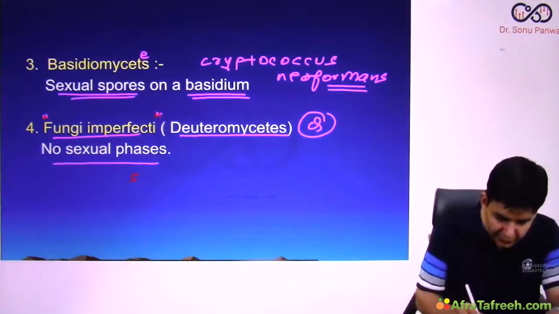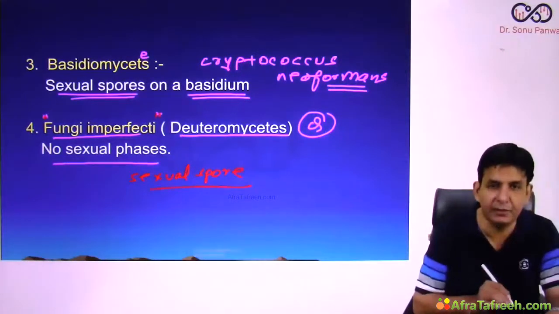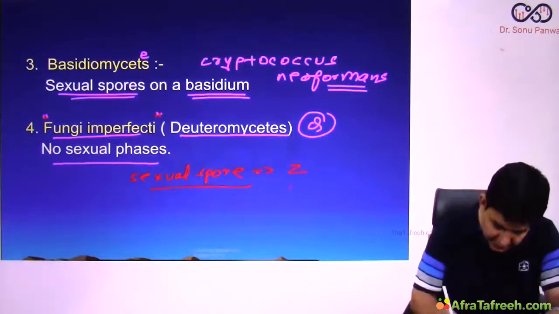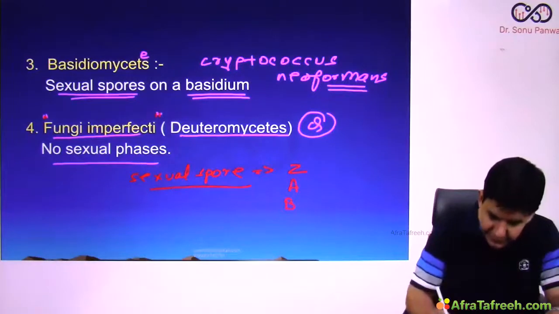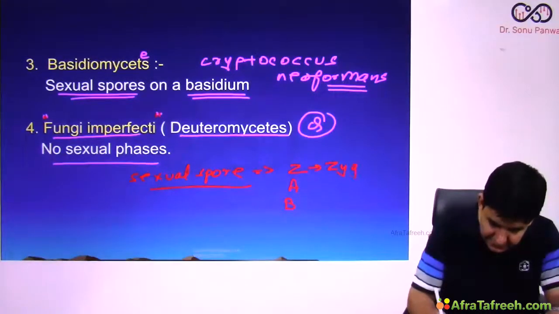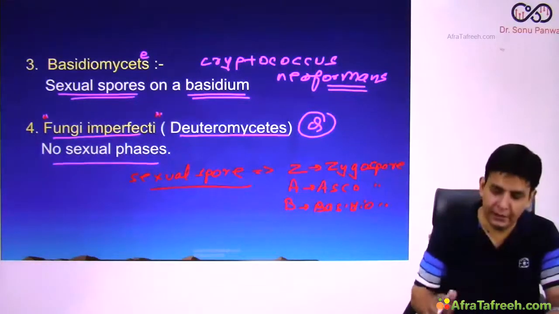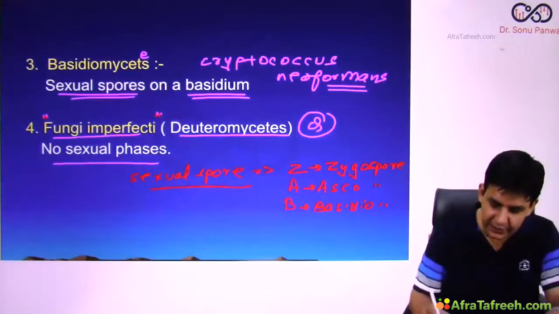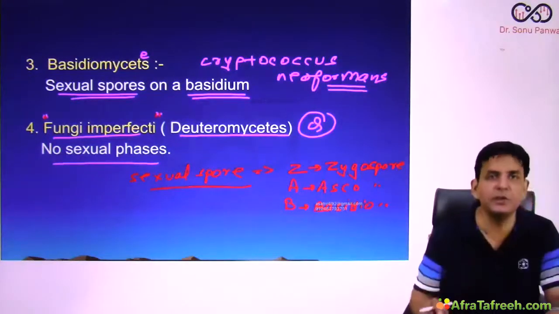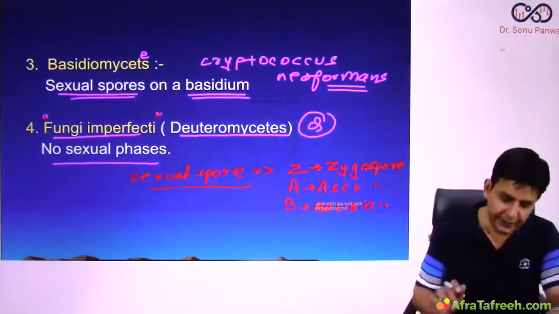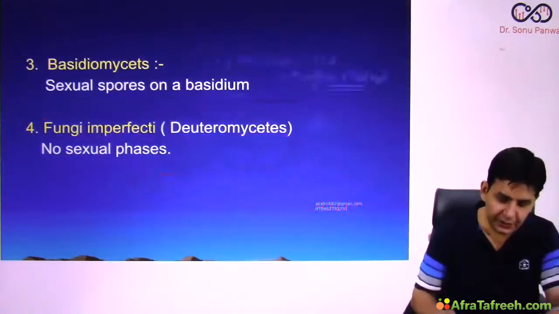If you want to remember the sexual spores, you just remember a mnemonic, that is ZAB. Z is zygospore, A is ascospore, and B is basidiospore. So one is zygospore, one is ascospores, and one is basidiospores, which you need to remember. These are the sexual spores.